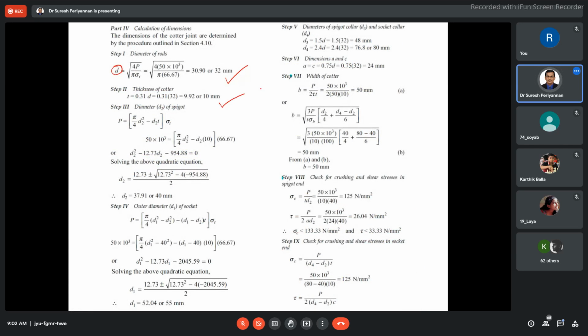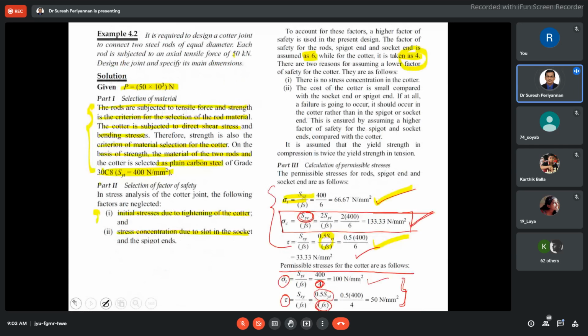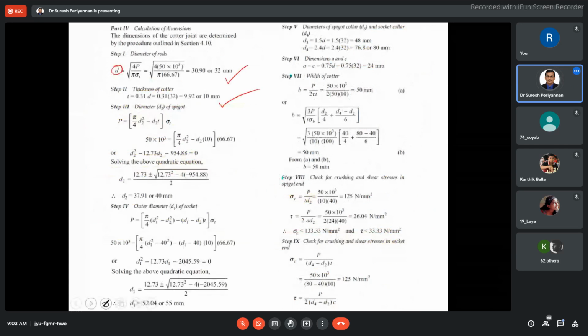Now diameter of the spigot with respect to tensile. For the diameter of the spigot, we know the load is given, 50 kilonewton. Now we already know d. Here d2 minus d2 squared minus d2 t, then t we already know. From this relation we are able to find out d2.